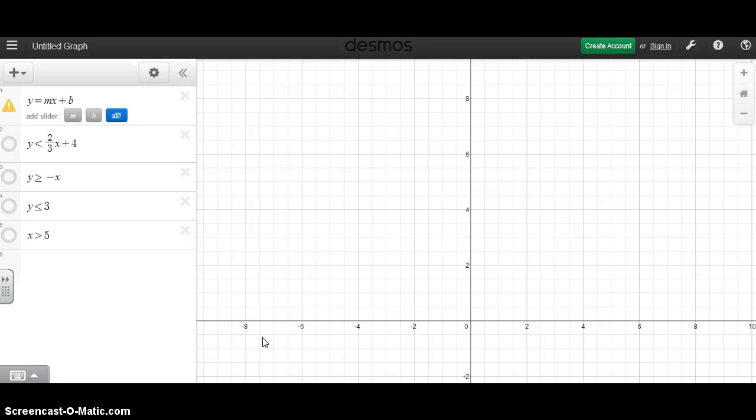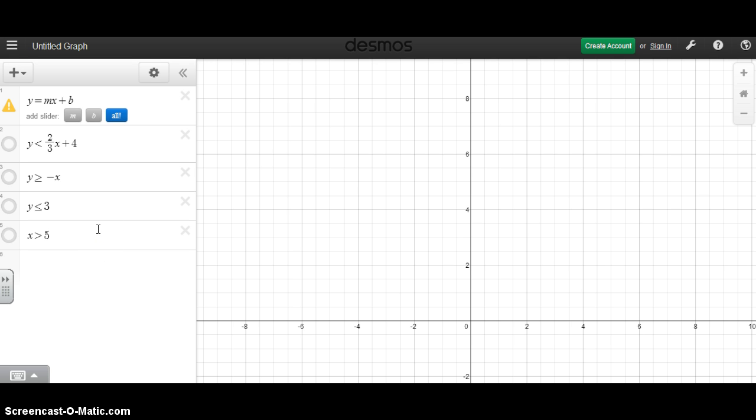Hey class, this video is on graphing linear inequalities. Now you've graphed linear equations before. The only difference between an inequality and an equation, if you look over here, is instead of an equal sign, we have an inequality symbol. So like less than, greater than or equal to, less than or equal to, or greater than. So I'm going to work out 4 examples on how to graph them.